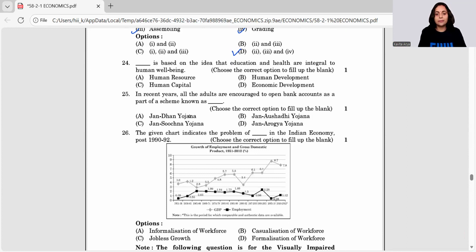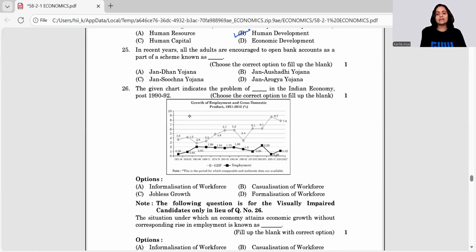24th question. Dash is based on the idea that education and health are integral to human well-being, right? So it means human development is being talked about. Right. Human capital considers human beings to be the source of capital only. But when we talk about human development, we are talking about the well-being of human beings as well, right? In the recent years, all the adults are encouraged to open bank accounts as a part of scheme known as Jan Dhan Yojana. It had been very much talked about, right?